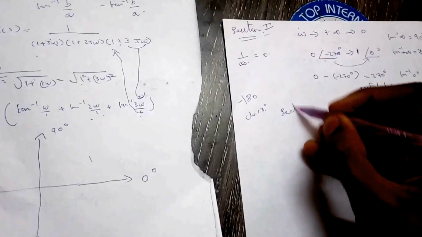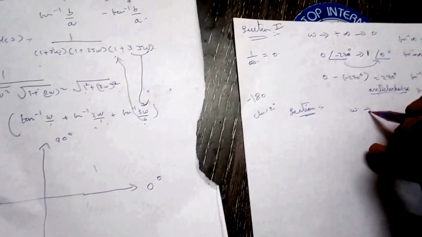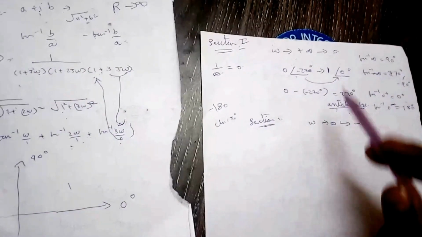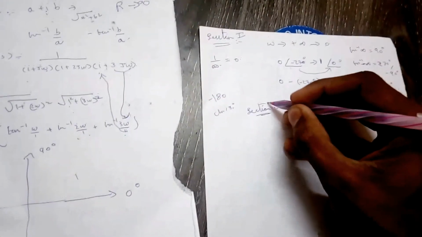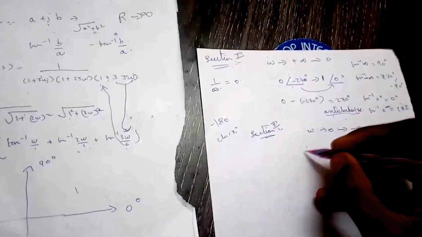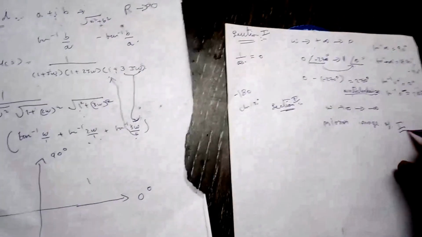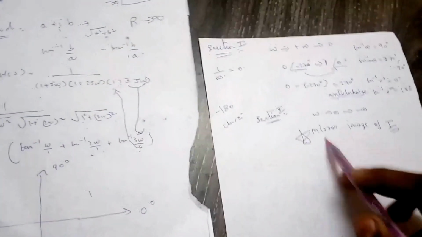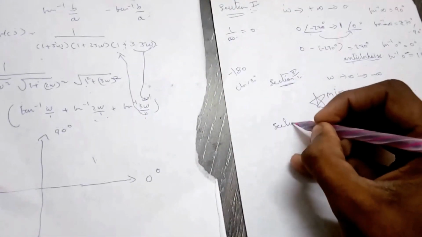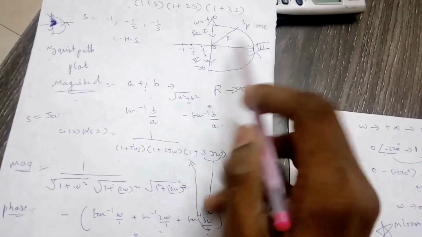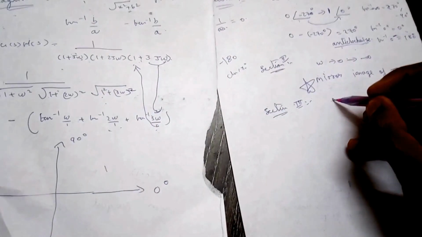Now in section 2, omega varies from 0 to minus infinity, and here we have an advantage with the Nyquist plot: we need not repeat all this process again in section 2, because section 2 can be directly written as the mirror image of section 1. Section 3 is even easier, because where section 2 is this and section 3 is this, all of the right part of the s-plane will be mapping to the origin. So this will just be a point in section 3.